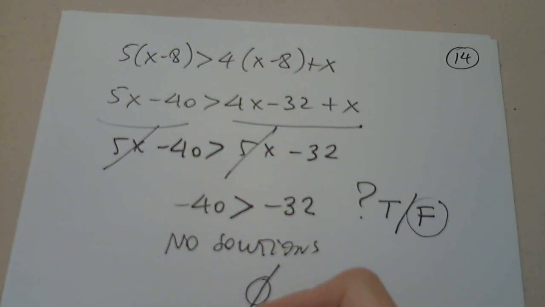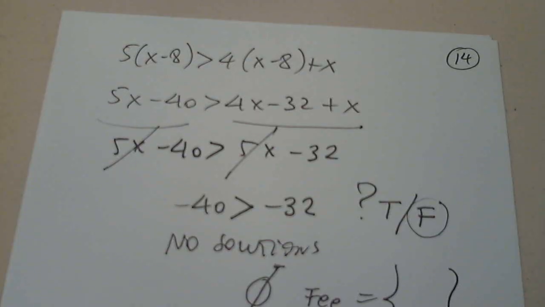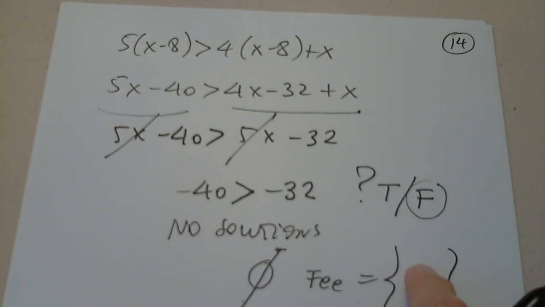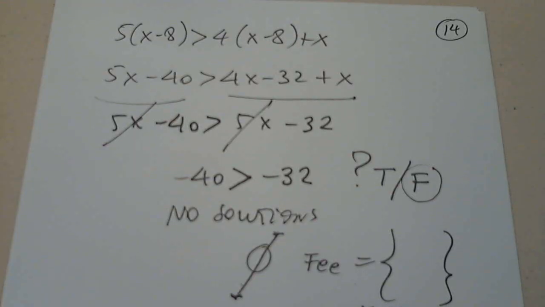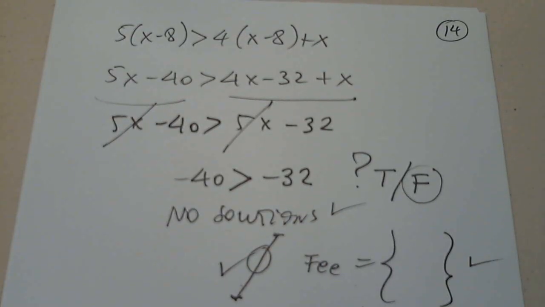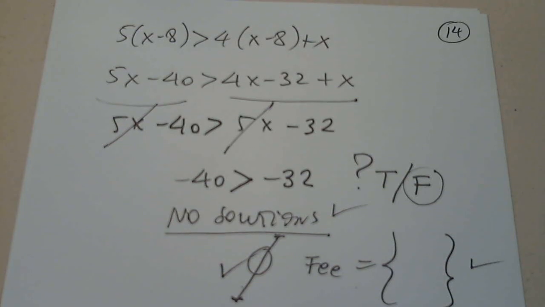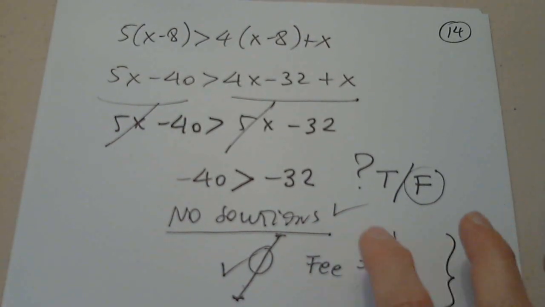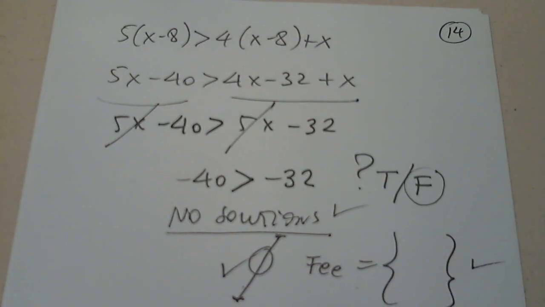Or the Greek letter phi, or the set builder with nothing inside, which means the empty set. You either write no solutions, or you put the Greek letter phi, or you put in the braces that represent a set with nothing inside. I don't know what they want. Let's take a look and see what they want.